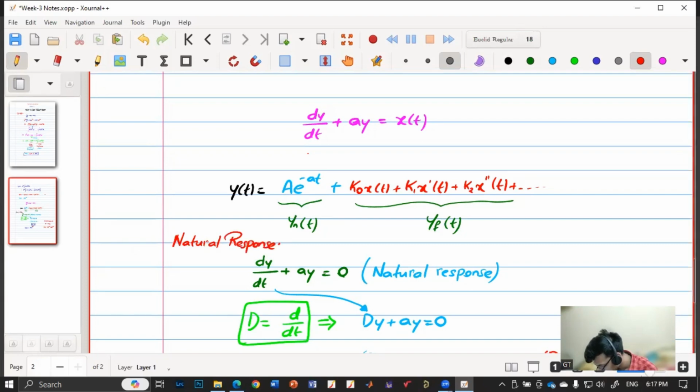Now, if I come back to forced response, it is quite simple. If the function is x of t, then it will be k0 x of t, k1 x dash of t plus k2 x double dash of t, etc.